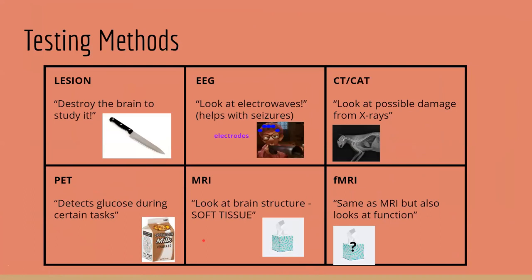MRI, that looks at soft tissue, brain structure. fMRI, same thing, but it also looks at the function.